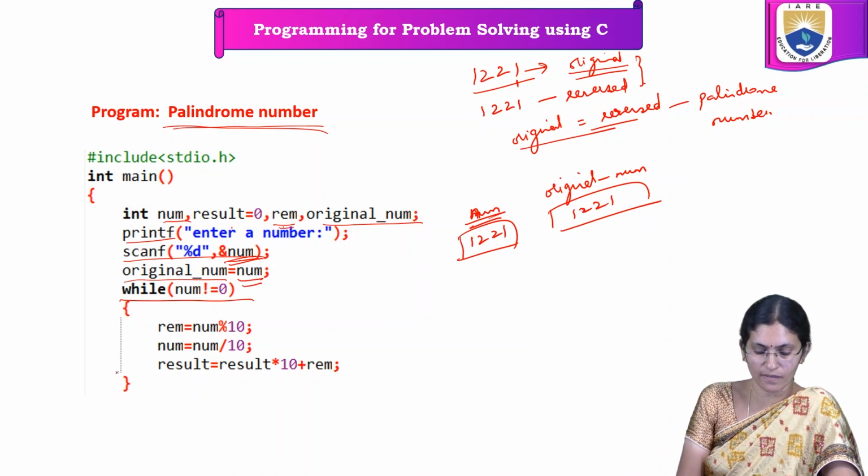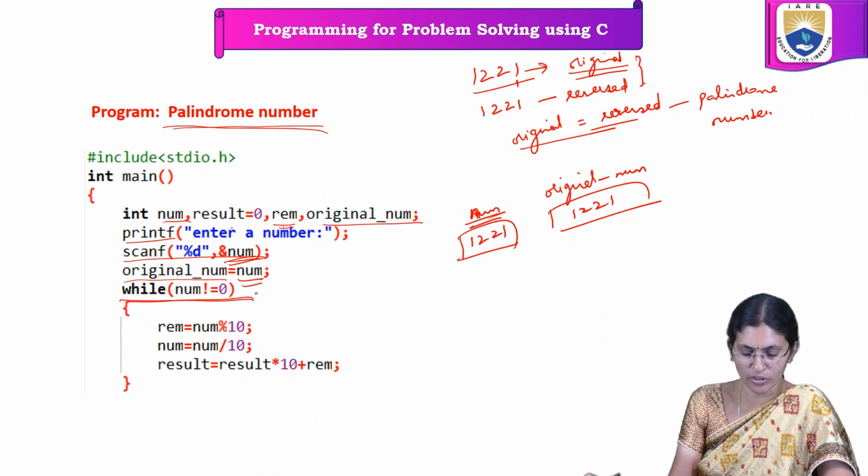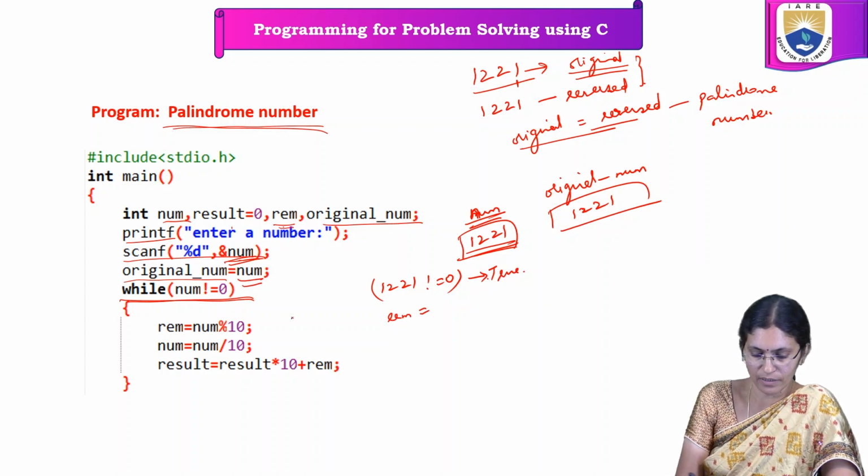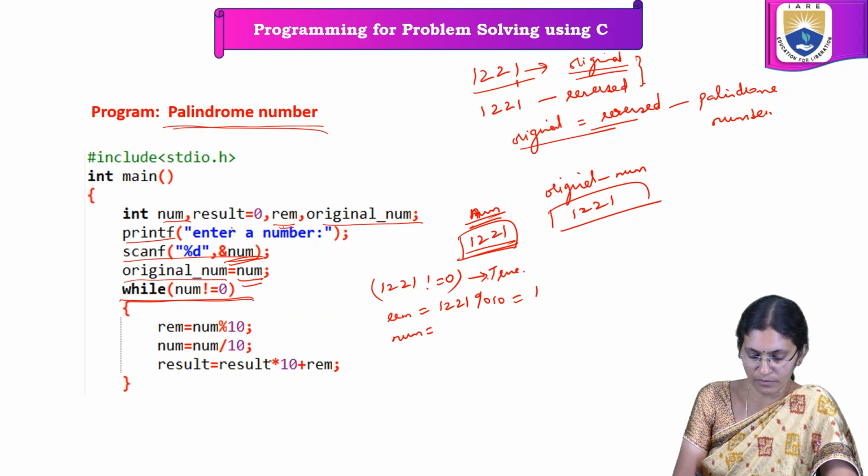Now here the loop starts. In the loop, we have written the condition that num is not equal to 0. Here num is 1221, so this is not equal to 0. This condition evaluates to true, so it will enter the body of this while loop. Now rem will be calculated. rem is equal to num modulus 10, and the remainder for this is 1. In the next step, num is num divided by 10.